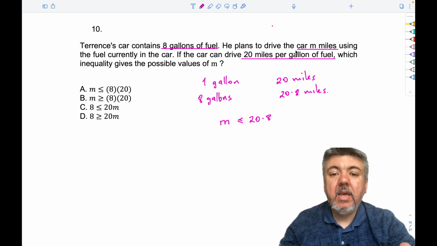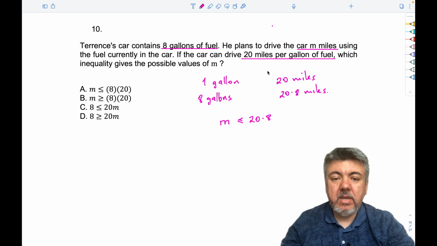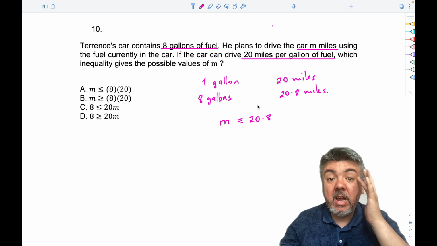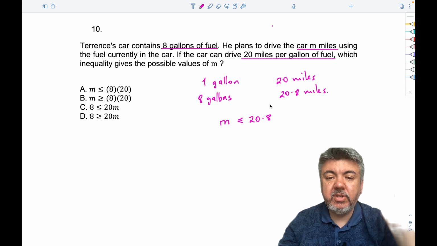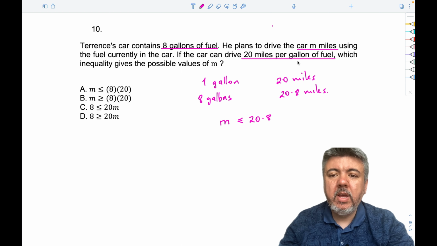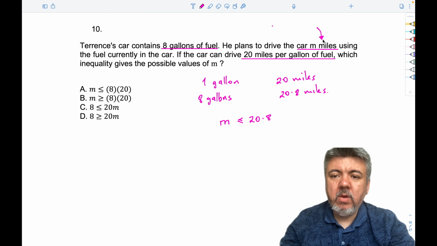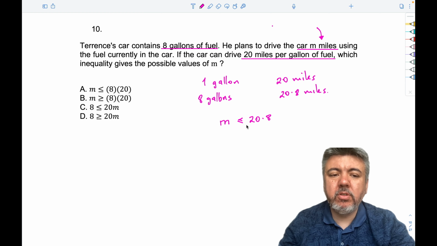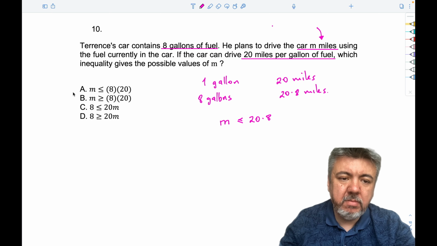Once again, the car will allow him to drive 20 times 8, 160 miles. So he wants to drive m miles, so m should be less than or equal to 20 times 8, which is choice A, my friends.